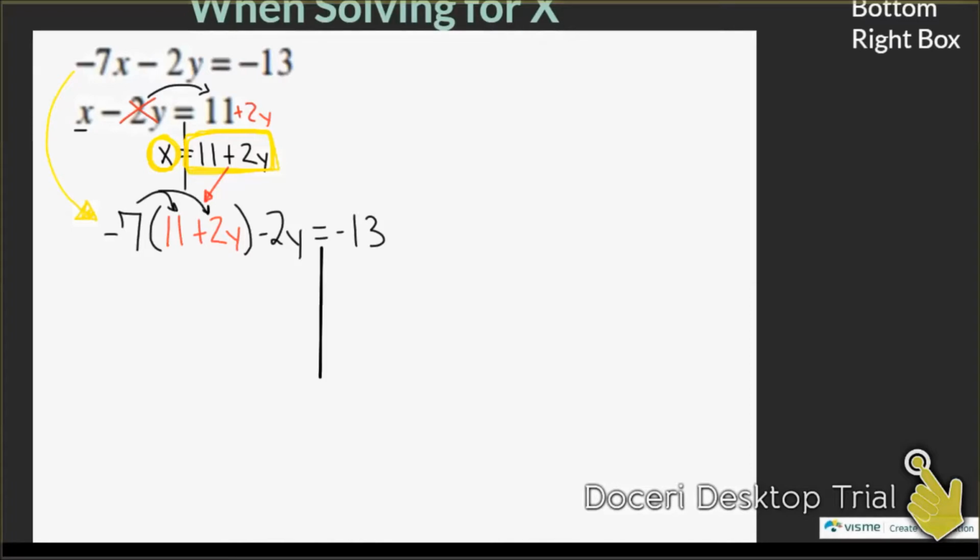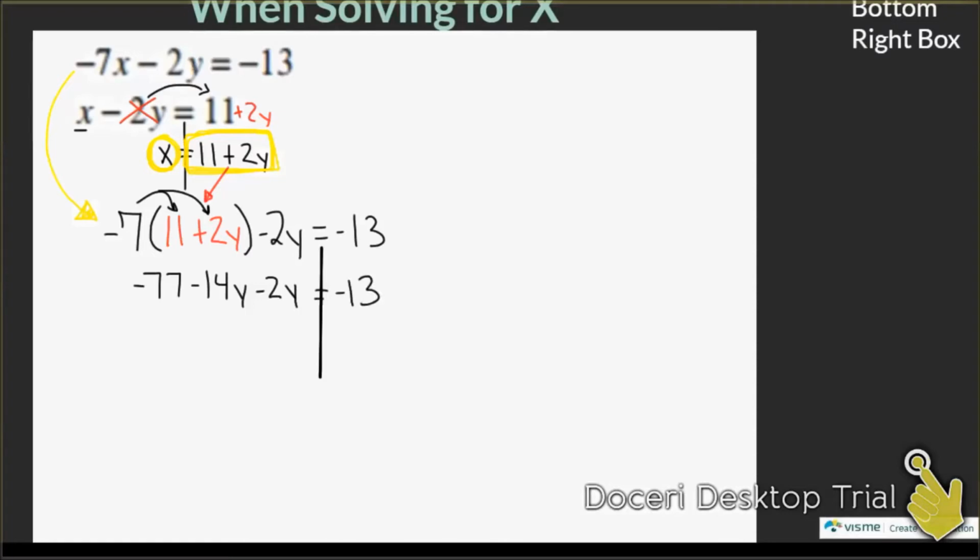All right, so let's see how we did. So help me out here. What's negative 7 times 11? We should have got negative 77. What's negative 7 times positive 2y? That's negative 14y minus 2y, and that's going to equal negative 13. So we should have got to this point.